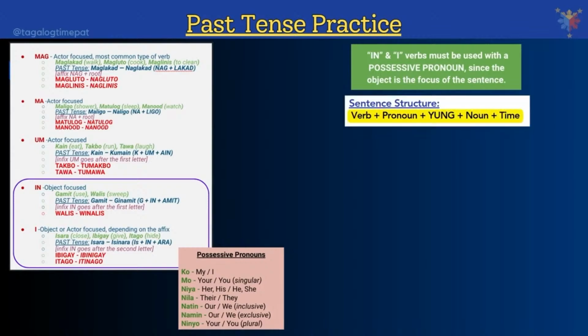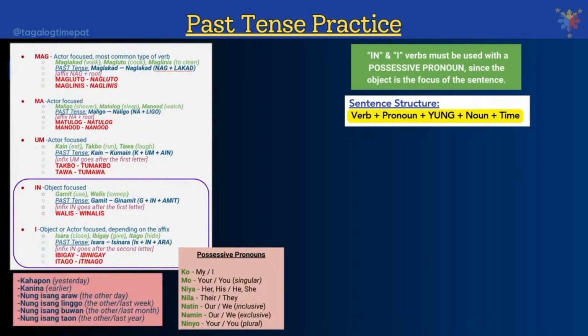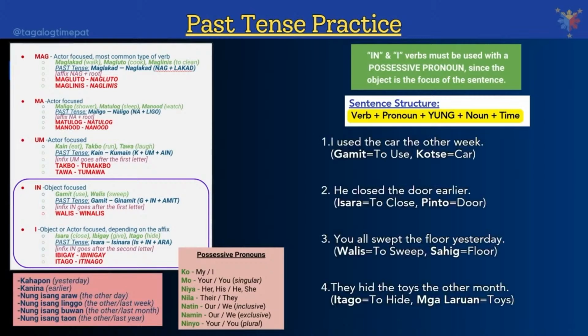And then the sentence structure now would be verb plus pronoun plus the word yung, which means the. Sometimes it can be ang. They are interchangeable usually. Then it's the noun and then time. And then again, down here in the bottom left corner are the vocab terms to indicate past tense. And let's take a look at some examples.